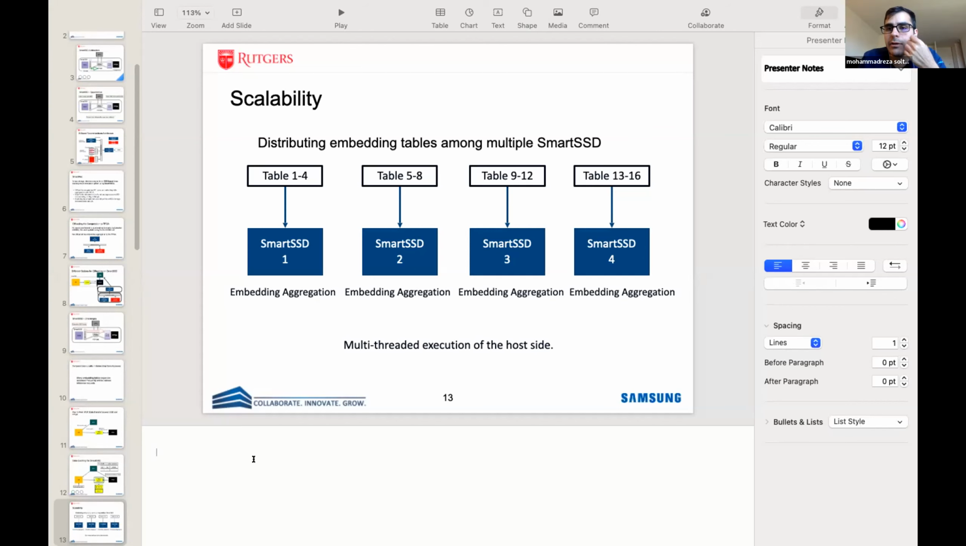Oh, so basically in those DLRM systems, there are multiple tables which are totally independent, right? The way we do it, at least for the experiment that we did, is that all these embedding tables have the same number of items and the same sizes. That's why we use a very simple approach, let's say embedding tables 1 to 4 go to smart SSD 1 and so on. So we didn't explore cases where the embedding tables have different sizes or different features like that.